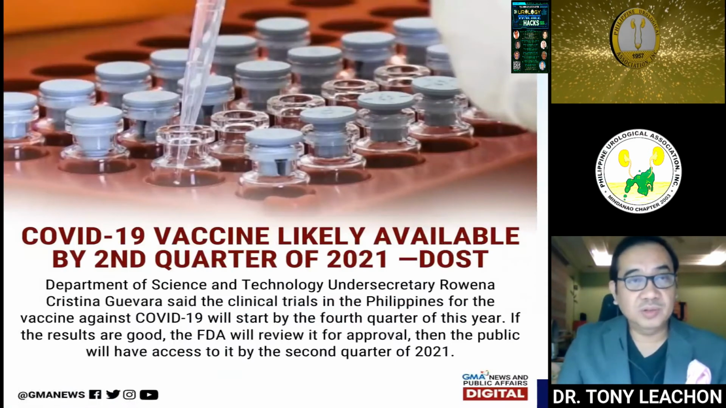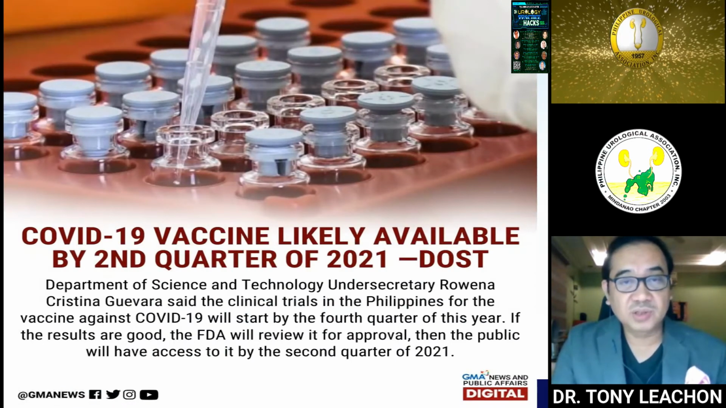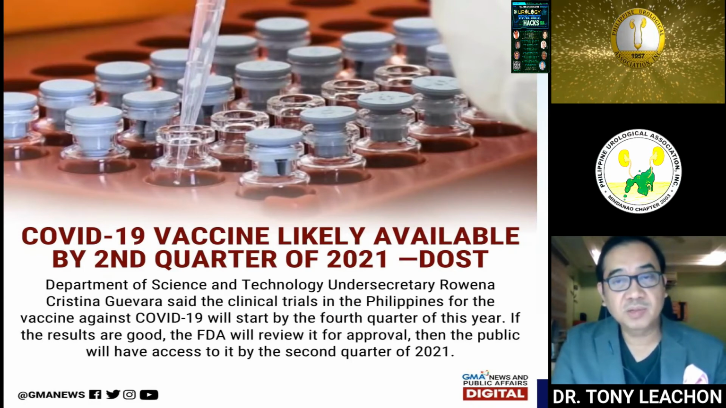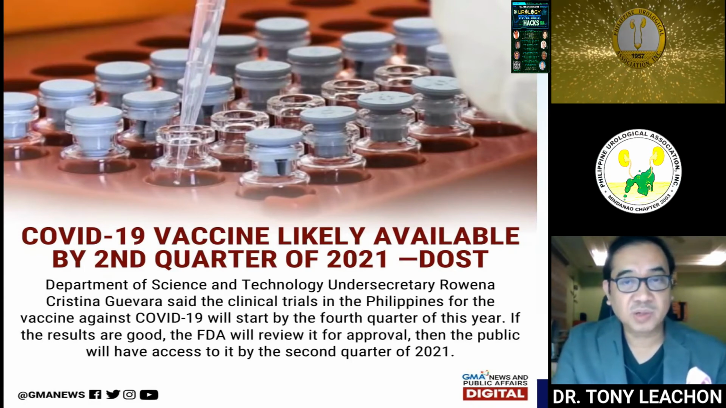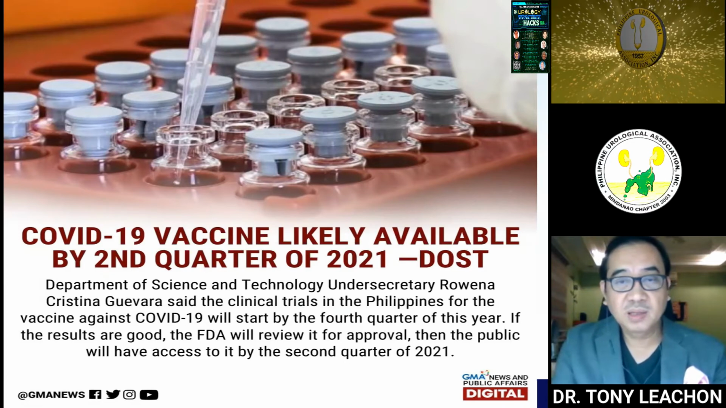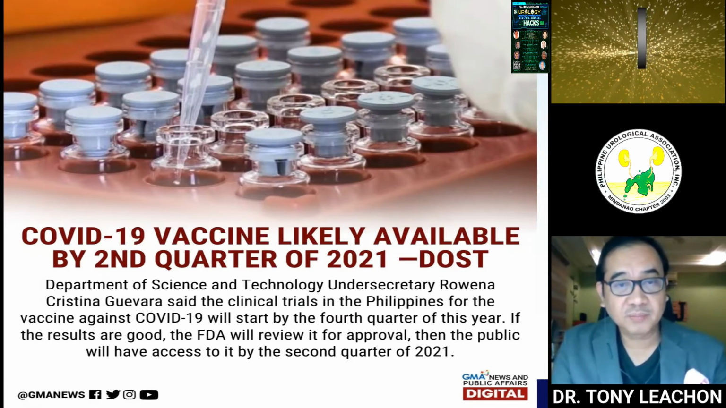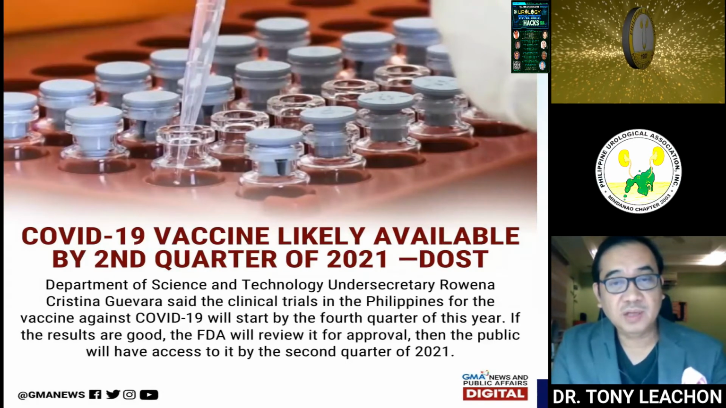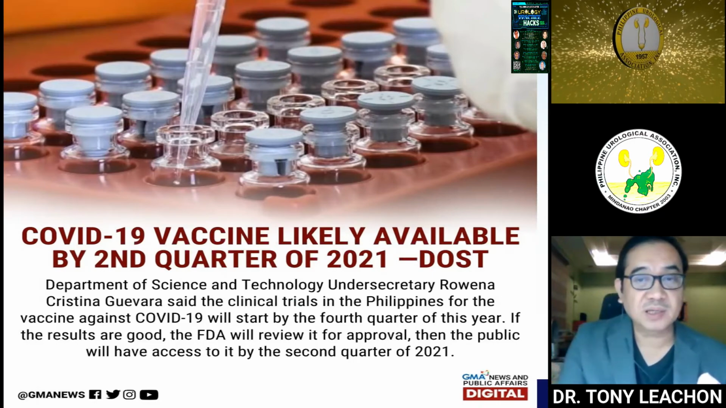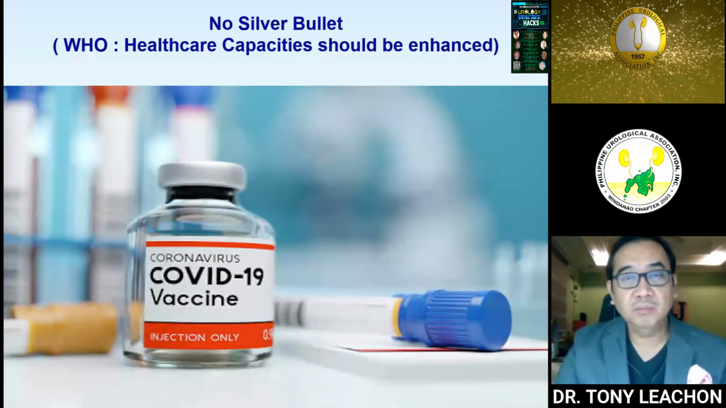Now, according to the Department of Science and Technology, the COVID-19 vaccine would likely be available by the second quarter of 2021. And the clinical trials in the Philippines will be starting fourth quarter of this year, sometime in October. Now, if the results are good, the local FDA will review it for approval, then the public will have access to it by the second quarter of 2021.